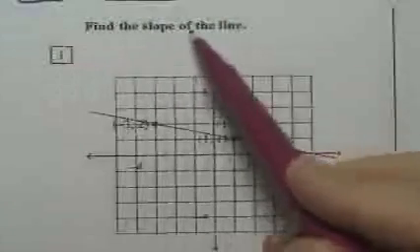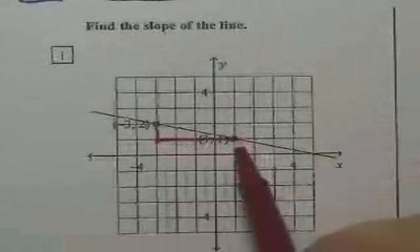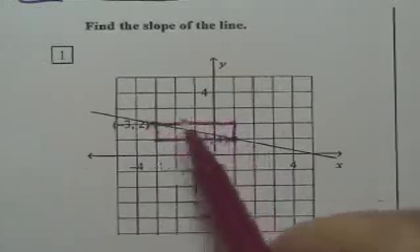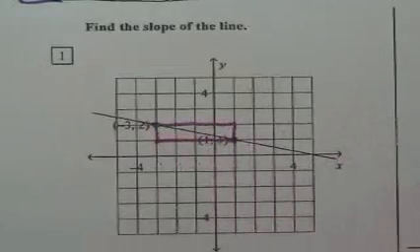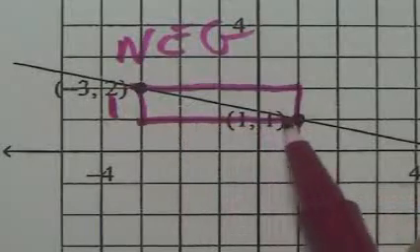So number 1 asks to find the slope. From these 2 points, just draw a triangle, or if you want, you can make it into a rectangle. Now notice right away the line is going downhill, so you know it's going to be a negative slope. And the rise is just 1, and the run is 1, 2, 3, 4.